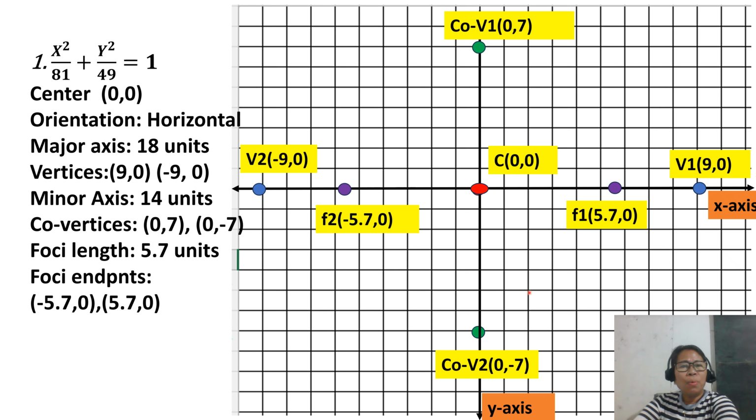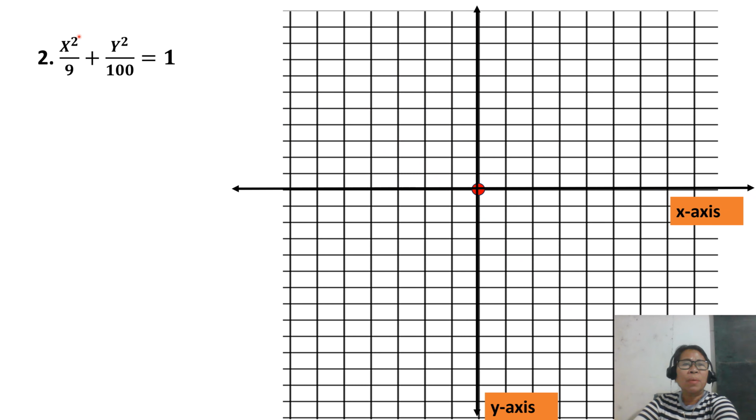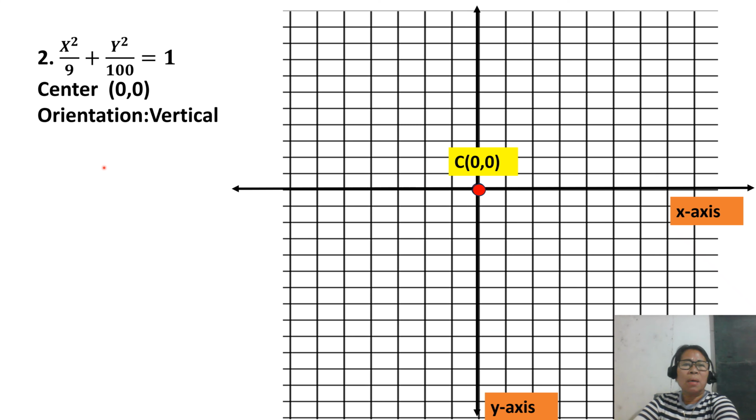So what is the next to be plotted? Since we are done plotting all the needed points, this is already the graph of our equation 1. Let's proceed to number 2: x squared over 9 plus y squared over 100. Thus, the center again is (0, 0), and the orientation is vertical. Why vertical? Because 100 is bigger than 9 and y is our numerator.